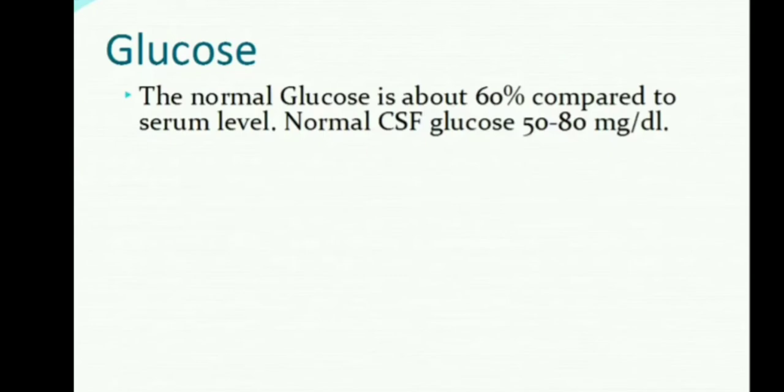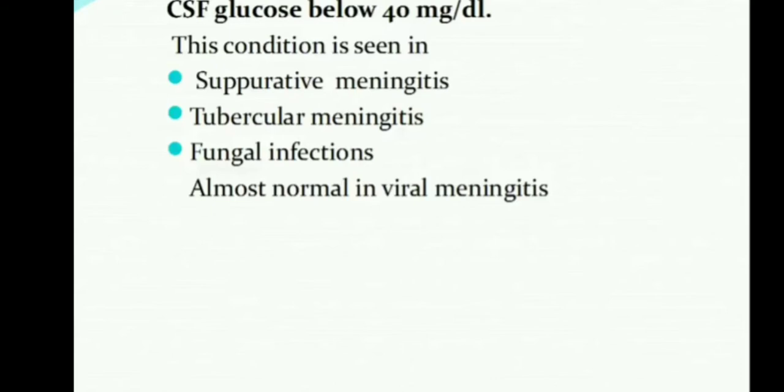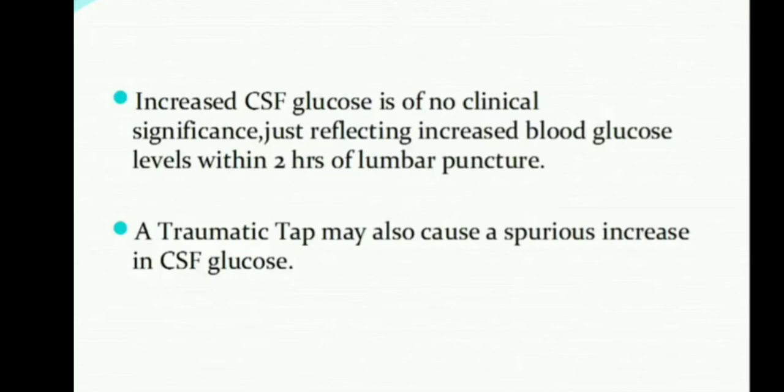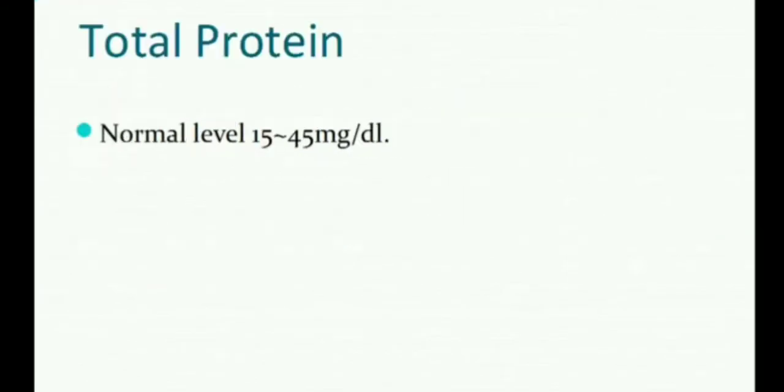Now, going to the biochemical examination, we should know that normal glucose level in CSF is 60% compared to the serum level, and normal CSF glucose value is around 50 to 80 mg per deciliter. CSF glucose below 40 mg per deciliter is seen in conditions of meningitis, suppurative, tubercular, and fungal, and it is normal in viral meningitis. Increased CSF glucose has no significance. Total proteins are around 15 to 45 mg per deciliter.